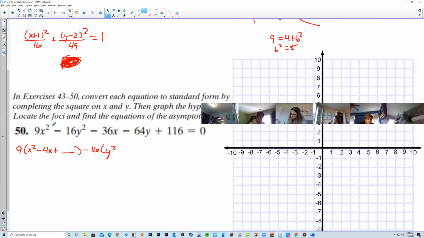Ooh, we got to be careful. I'm factoring a negative 16 out of negative 64. So that's going to be plus 4y plus something is equal to negative 116 plus something minus something.